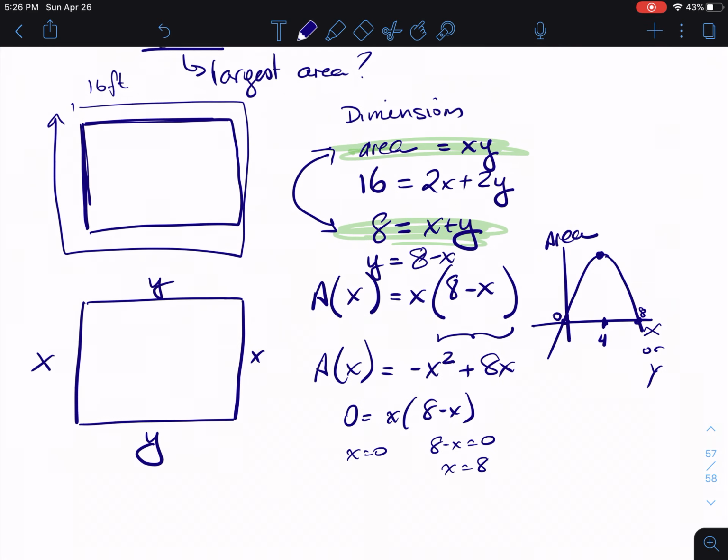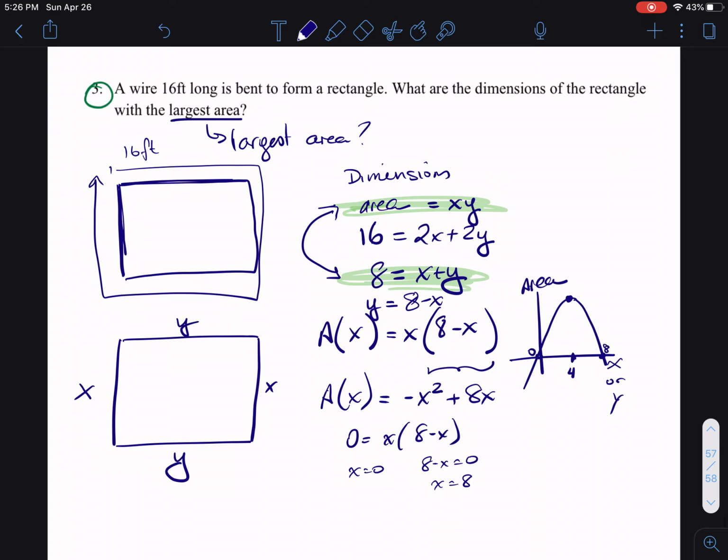So the area is largest when x equals 4. Well, when x equals 4, then what does y have to equal? y is 8 minus 4, which is also 4. Oh, x and y are both 4. So it's actually a square, with sides equal to 4.